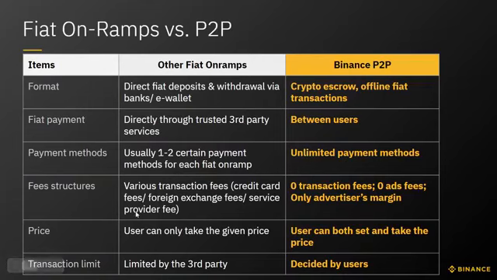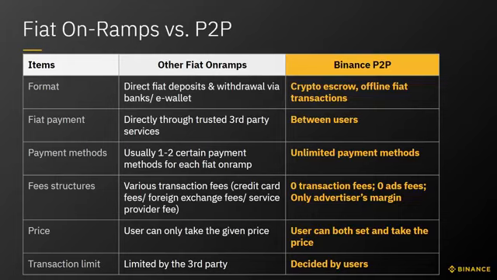Now look at the fee structure. If you're buying other fiat, not your normal crypto, if you're going to buy currencies, you're going to have all these fees. So this is pricing. For price, the user can only take the given price, but here the user can both set up and take the prices. Transaction limits are limited by third parties, that's for other options when you are dealing with fiat quantity.